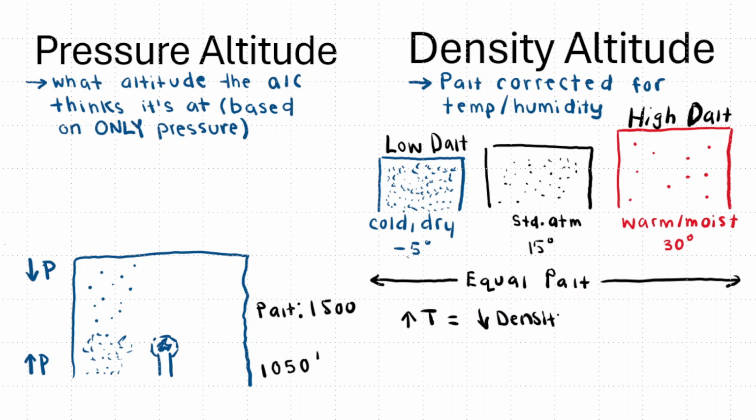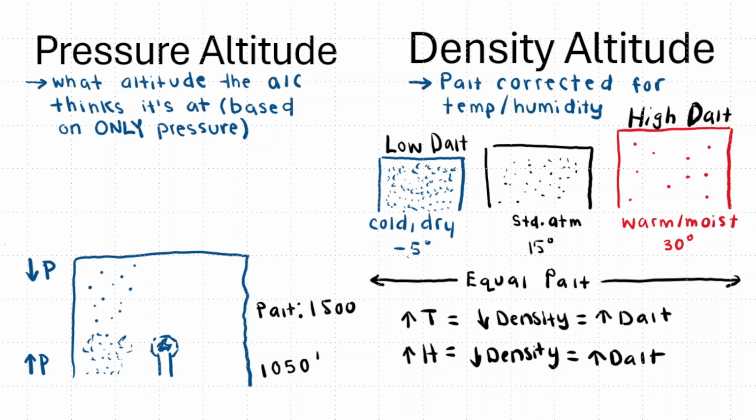And because you have lower density in the air, you're going to have a higher density altitude. And with that also comes, for example here, how we had very warm and moist air. So our humidity is a lot higher. Once again, this is going to decrease the density of the air because there's more water vapor in the air. And then this is also going to increase our density altitude.